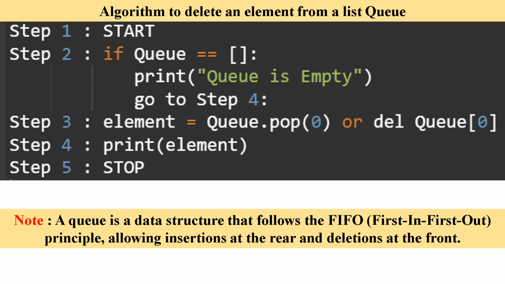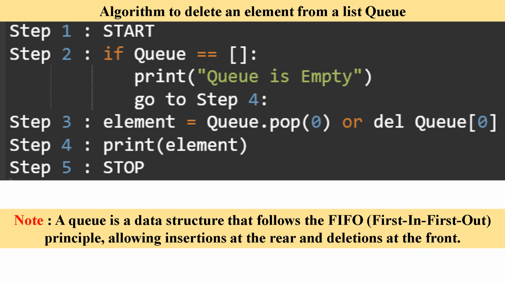Now, look at step 3. Element equals queue.pop of 0, or del queue of 0. This step assumes that the queue is not empty because it follows the conditional check in step 2. It involves removing an element from the front of the queue. Depending on the programming language used, you might use either the pop of 0 method if queue is implemented as a list, or the del queue of 0 statement to achieve this. The removed element is stored in the variable element.